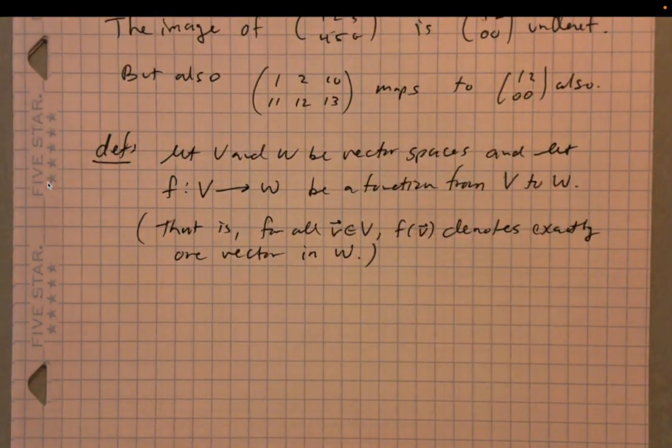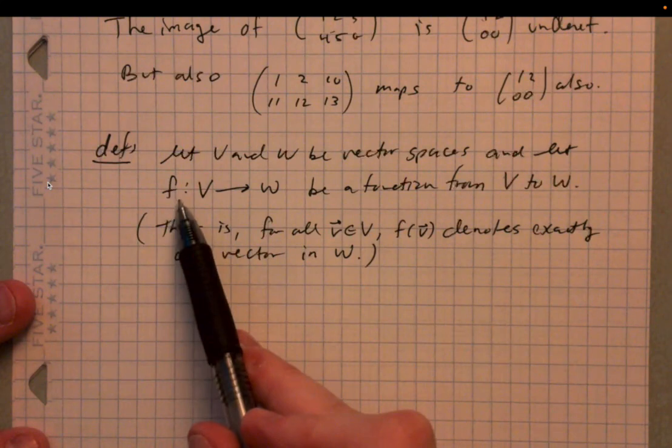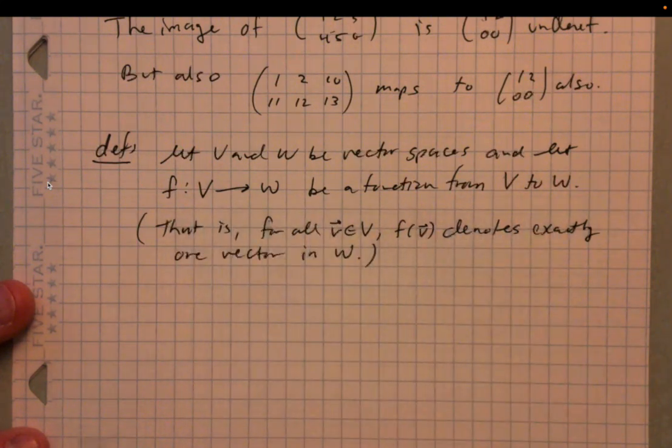Okay, right, that's what it means to be a function. Just to make that explicit, that's what the previous example showed you, to refresh your memory on this idea of a function. It's very important when we're talking about linear transformations that we are talking about functions. So let V and W be vector spaces, and let F be a function from V to W.